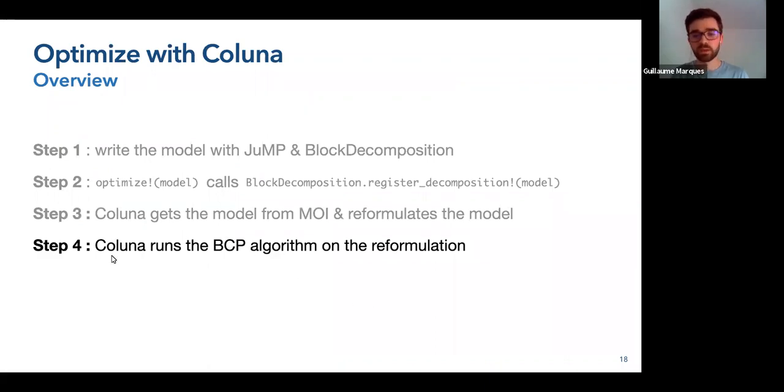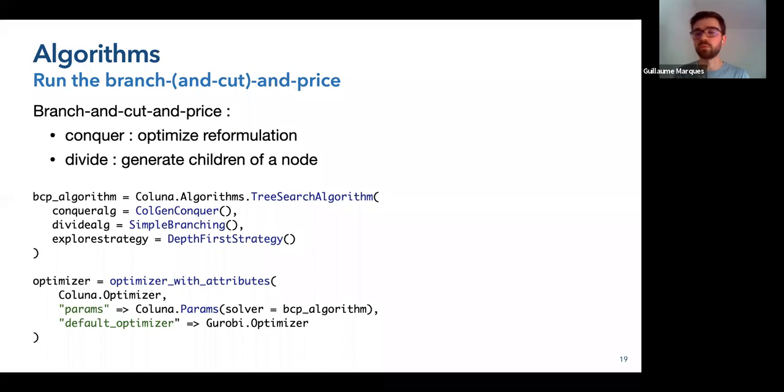Okay. And then Coluna runs the branch-and-cut-and-price algorithm on the reformulation. So the branch-and-cut-and-price is a branch and bound with cut generation and column generation. So this is the constructor to parameterize the algorithm. It's a tree search algorithm with 3 algorithms inside: the conquer algorithm to optimize the reformulation at each node of the branching tree, the divide algorithm that will generate the branching constraints at each node, and then the explore strategy. It's the way you want to explore the branching tree. So you have nested algorithms, and you can parameterize until the leaves. I'm not sure if it's clear, but I will show you an example just after.